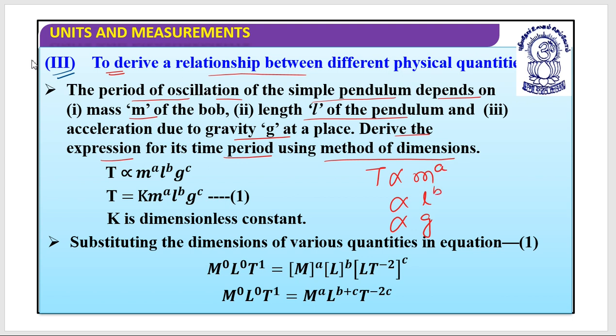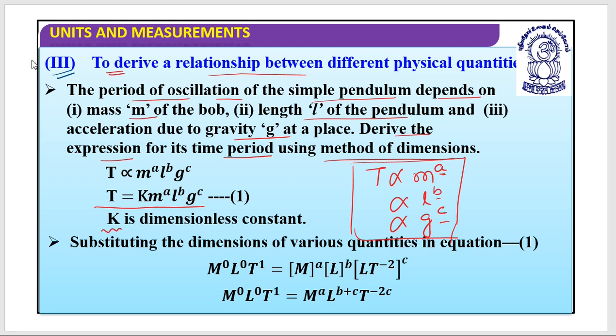This is A, this is B, this is C. Now my task would be to find out the values of A, B and C. So if I write these three relations in a single one, I can write like this. Look at this. T is equal to K multiplied by M to the power A, L to the power B and G to the power C, where K is a dimensionless constant.